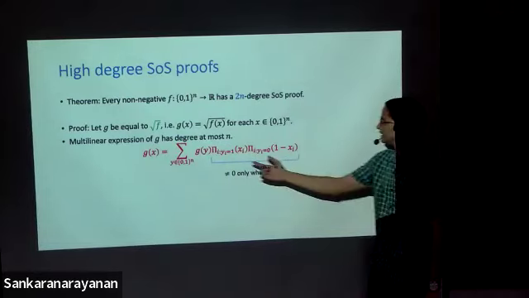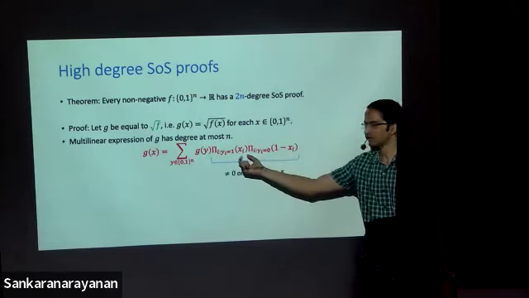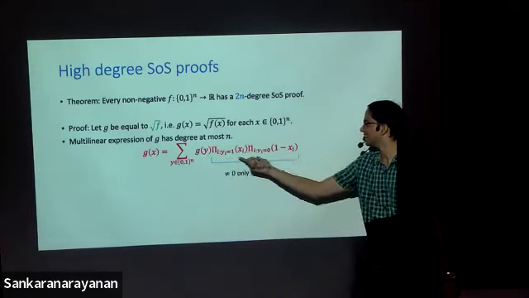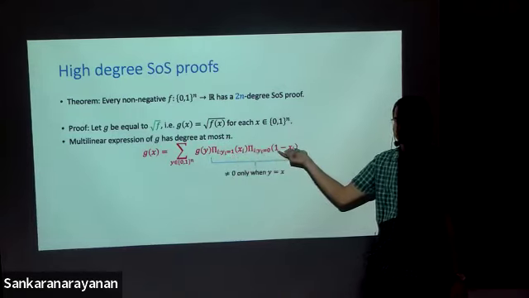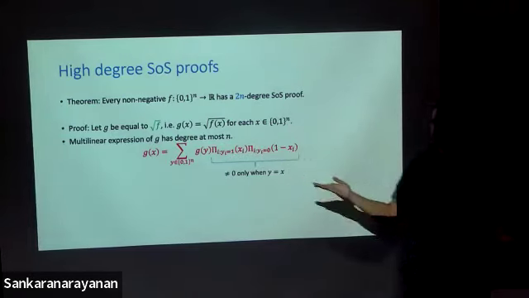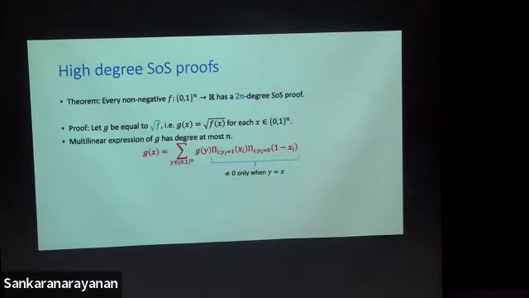Okay, so if you look at each of these terms, right? Yeah, so because you're multiplying n linear terms here, right? So some number of terms here, some number of terms here. So multiplying n linear terms, the product can have degree at most n. Okay.